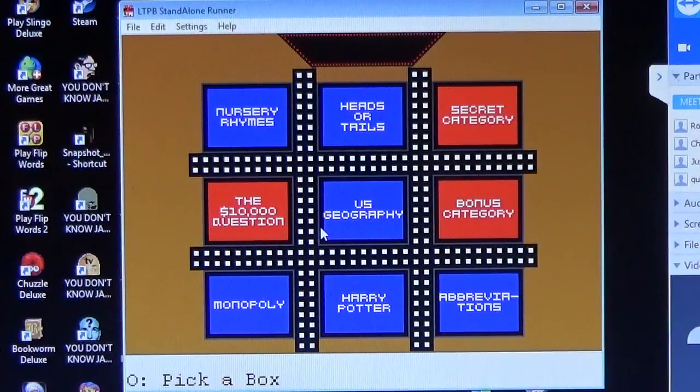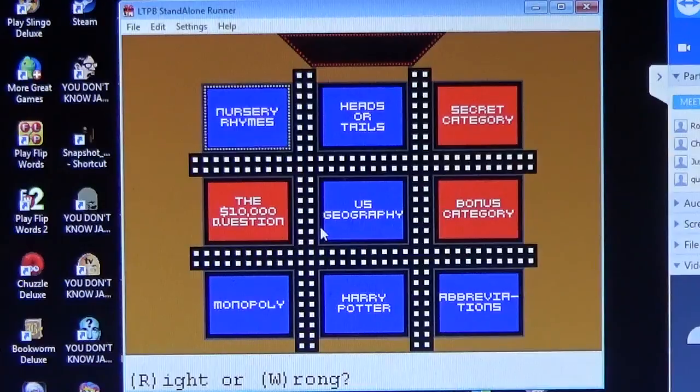Nursery rhymes. He's going with nursery rhymes. Your question on nursery rhymes. In the nursery rhyme, ride a cock horse to Banbury Cross, what does the fine lady have on her toes? Again, in the nursery rhyme, ride a cock horse to Banbury Cross, what does the fine lady have on her toes? Is it A, slippers, B, bells, C, diamonds, or D, rings?